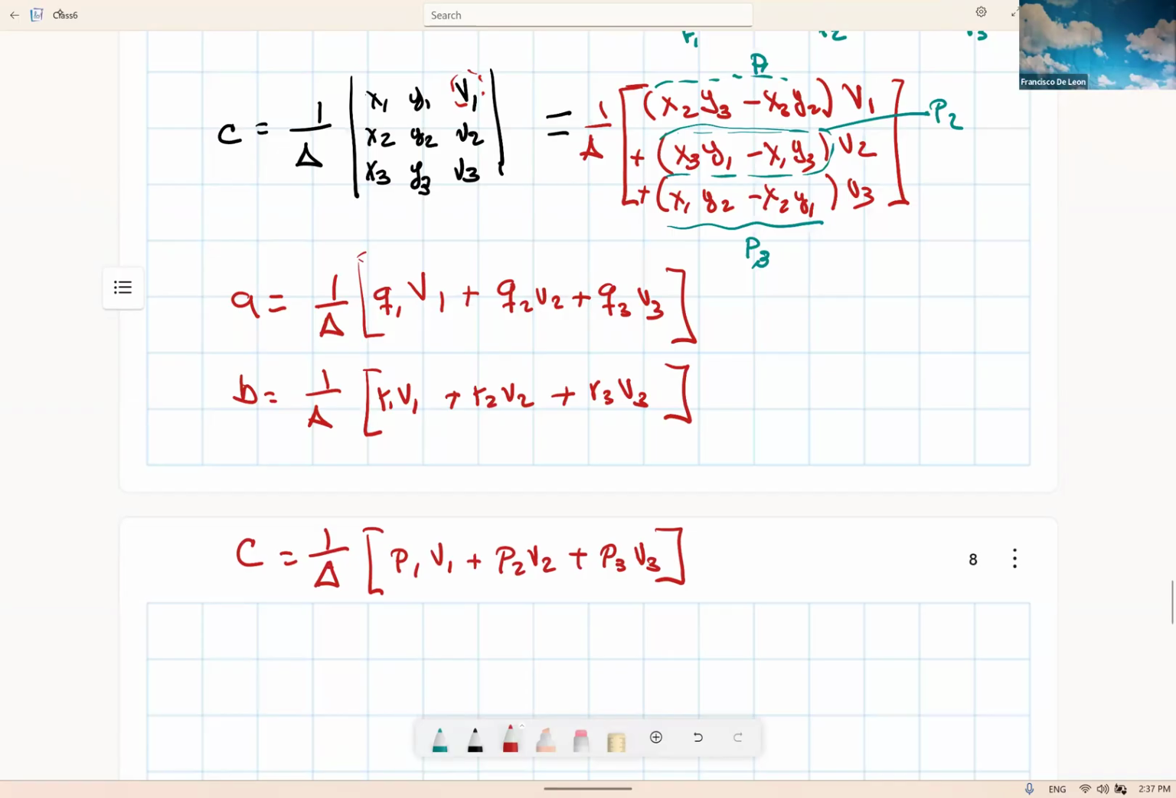Okay, and remember, Q, R, and P are functions of x1 to x3, y1 to y3, right? So coordinates, these are coordinates of the vertices. All right.